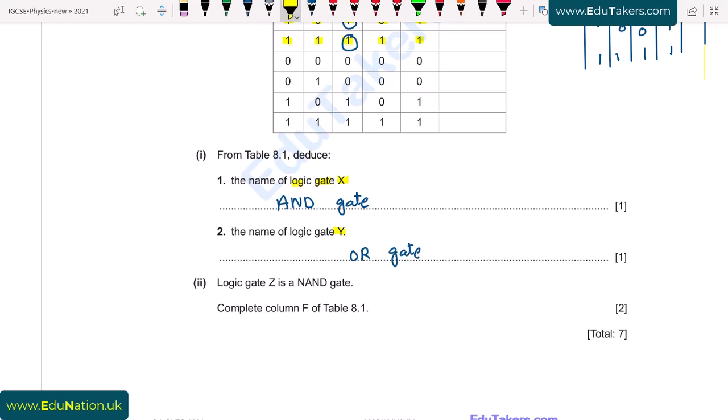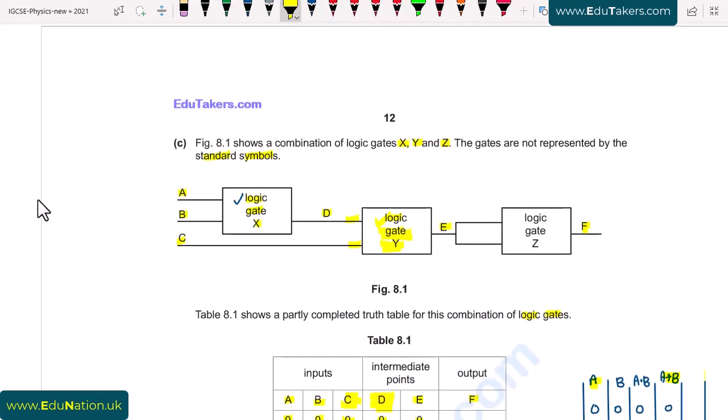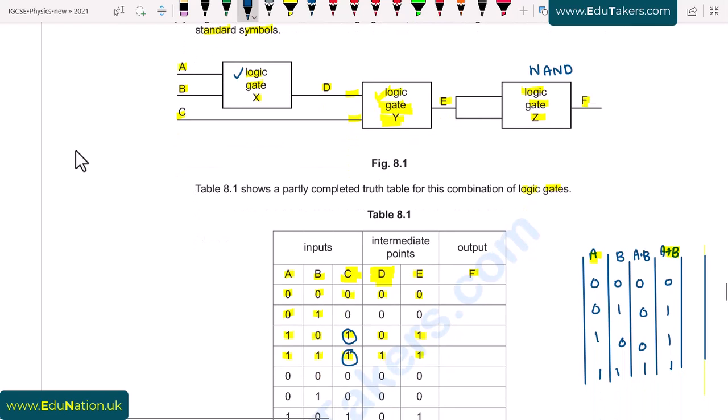Part 2. Logic gate C is a NAND gate. Complete column F of the table 8.1. Here C is a NAND gate. We can see from here that this is the logic gate C and it is a NAND gate. A NAND gate is formed by the combination of AND and NOT gate.